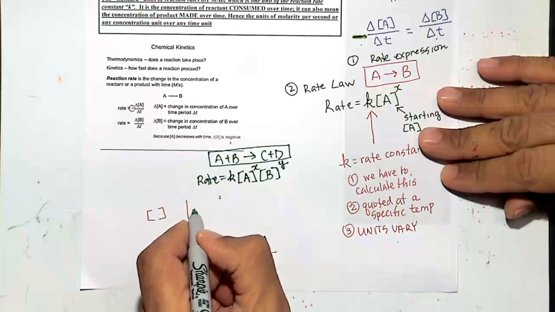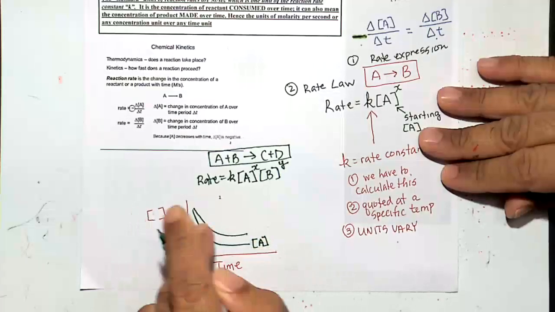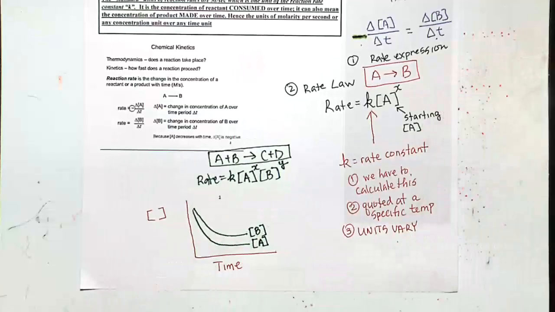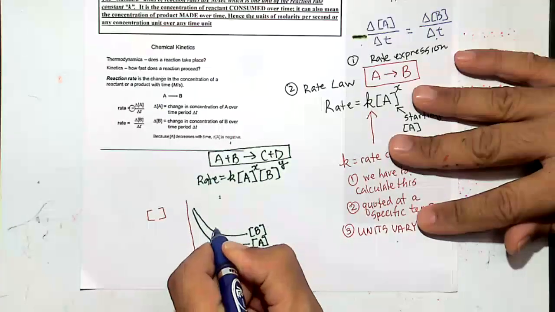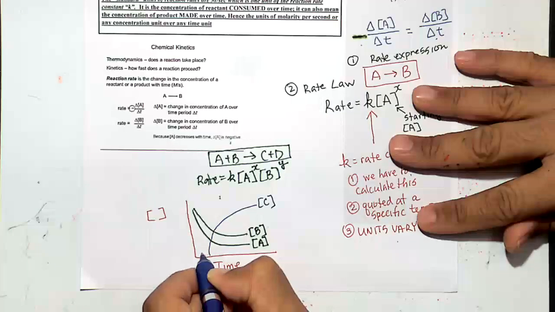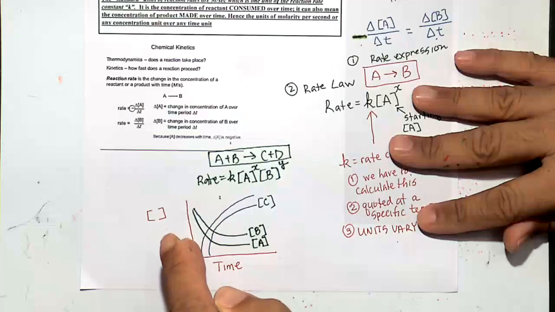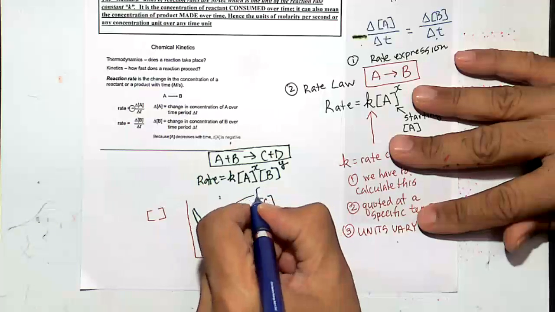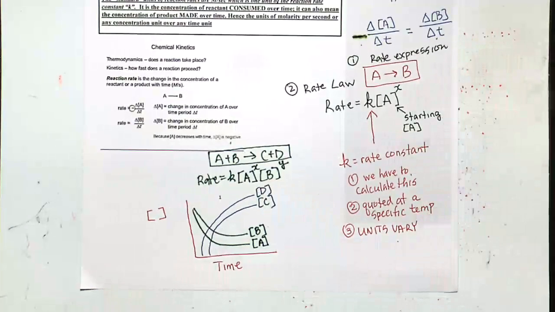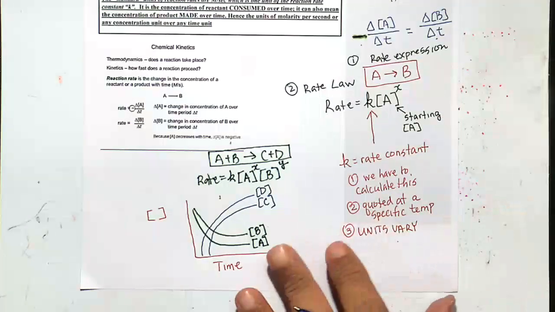Correct. What's going to happen to B? Okay, we don't know if it's going to be higher or lower, but it's going to decrease. Okay. What's going to happen to C? Very good. What's going to happen to D? Okay, we don't know whether it's going to be to the left or right, but we know it's going to increase.